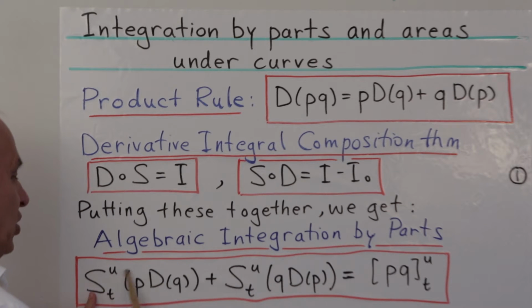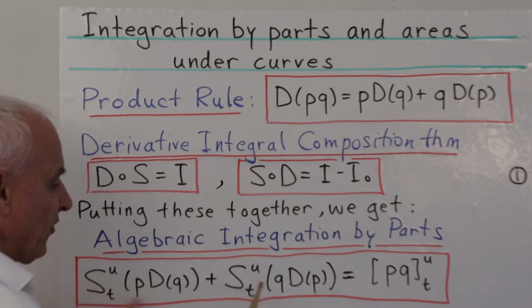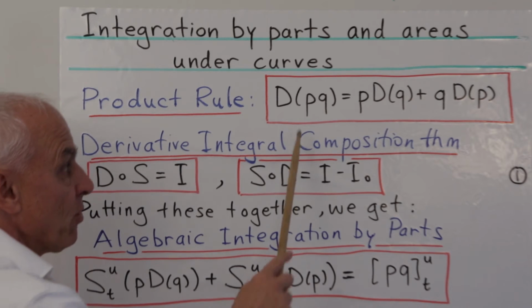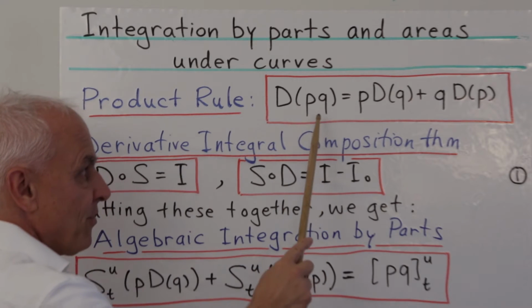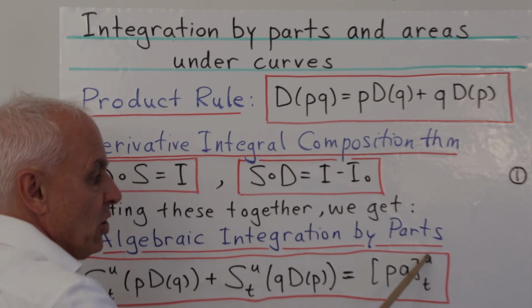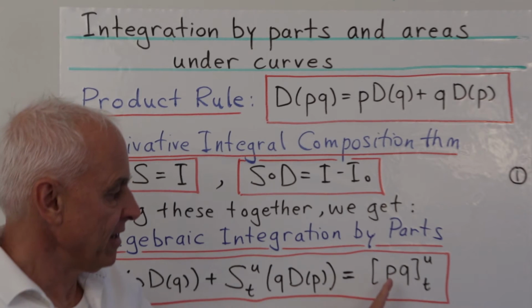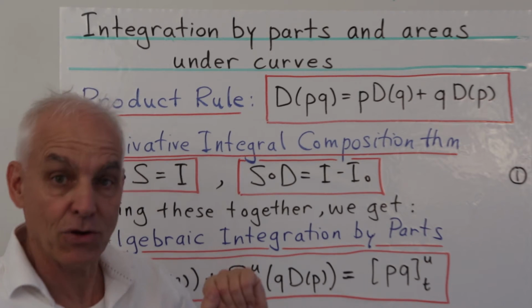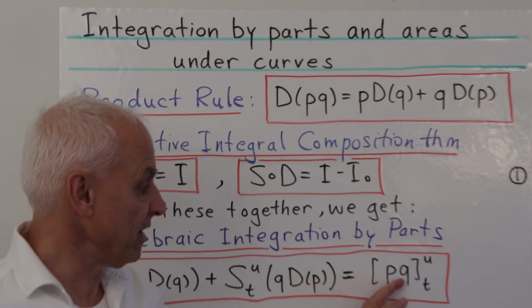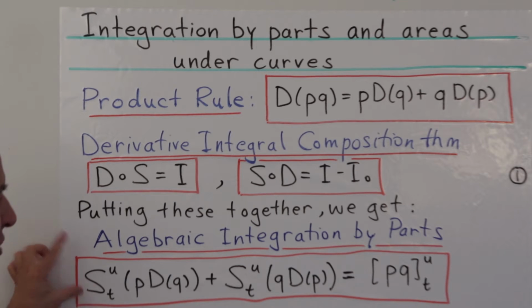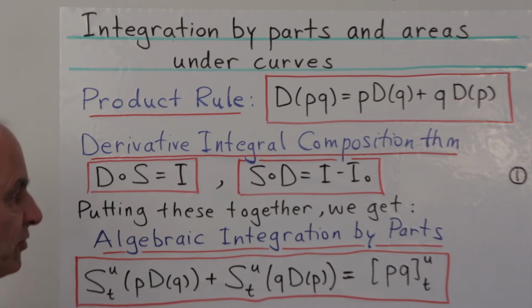So the net effect is that when we apply the Faulhaber integration S operator to this equation, we get S from t to u of p dq plus S from t to u of q dp equal to the difference between the identity here at u and at t. So that's pq from t to u. This means take pq and evaluate it at u and subtract the value at t. So that's the algebraic integration by parts formula, which is really a direct consequence of the product rule combined with this derivative integral composition theorem.